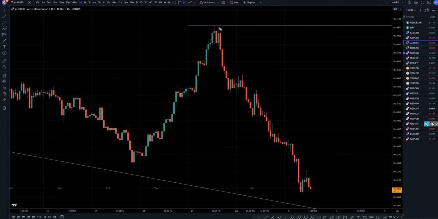Until I get a break of structure on this 1 hour, you can see that it is lower lows, lower highs the whole way down. So if it does go down, make a new low, and then go up and break structure, that would pretty much confirm to me that this move is over.